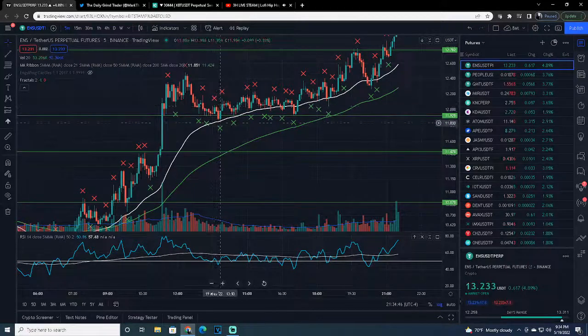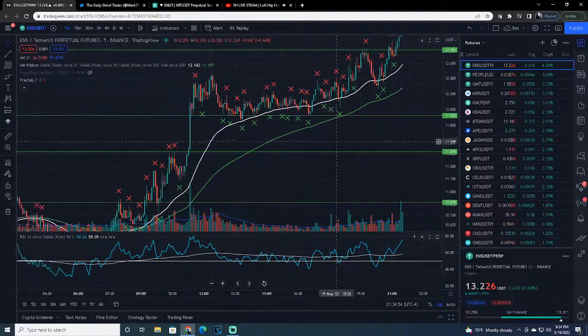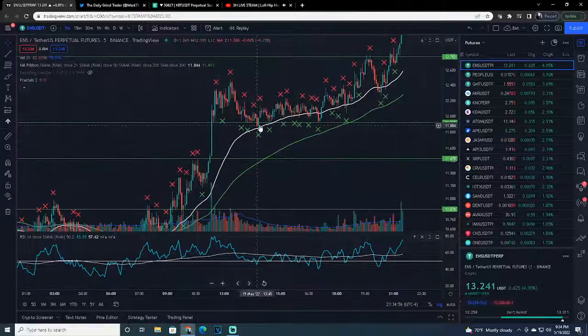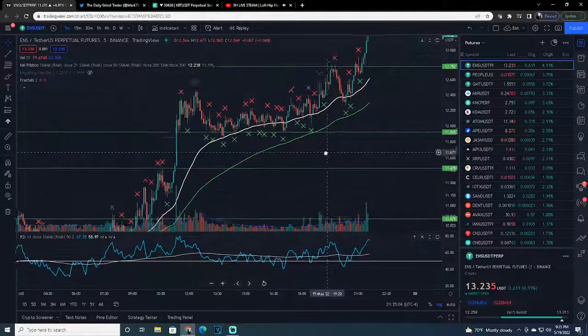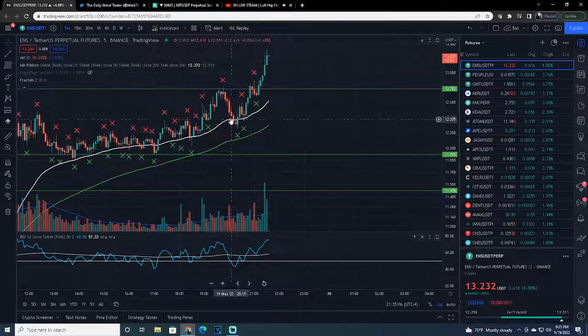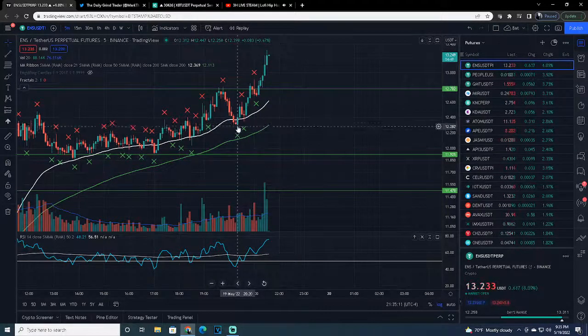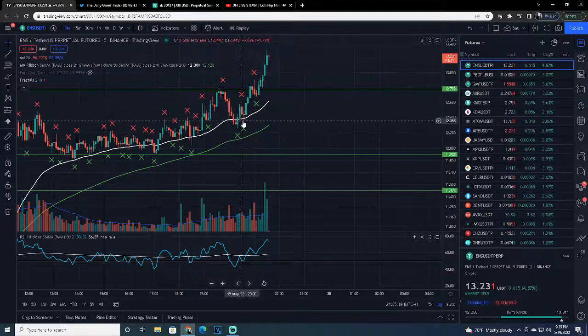So this is one here where this would have been a good entry and it never got tested below here. It takes a while to get your 2-to-1 reward to risk ratio, but it would have been a safe entry. It got down to the 21, bought back up very quickly, and you wouldn't have gotten knocked out. This last one got down to the 21, wicked below the 21 and closed back above it, and it closed above 50 on the RSI. So on your next candle you're good to go. And that would have been the big one, the one that just recently happened.